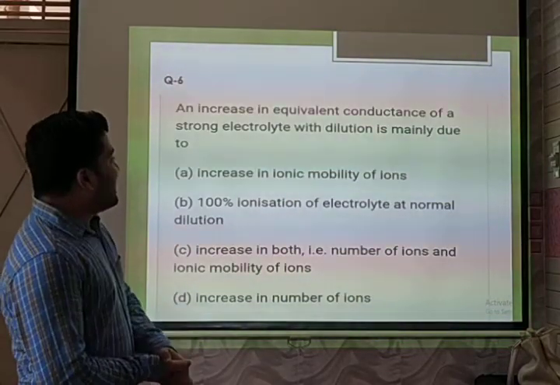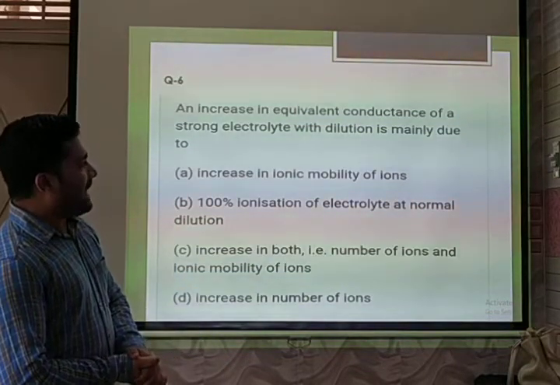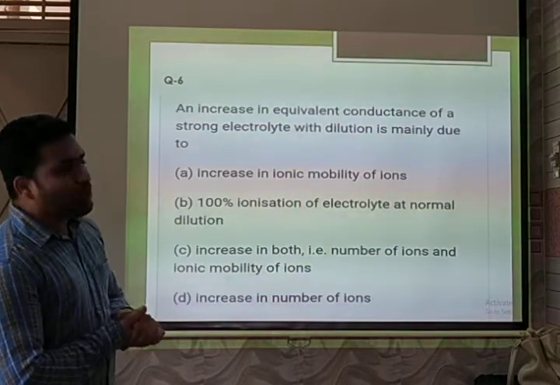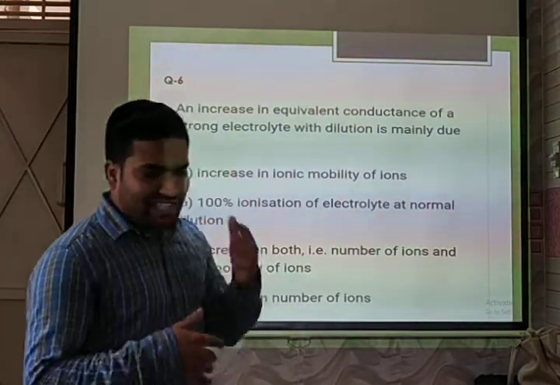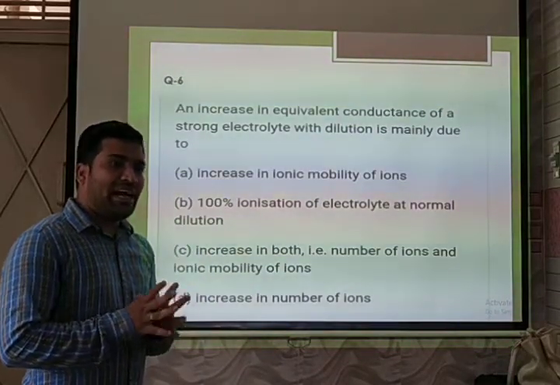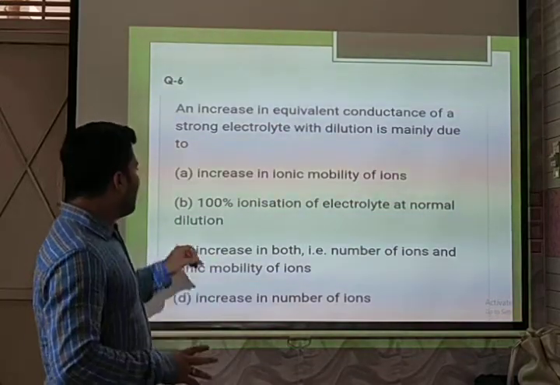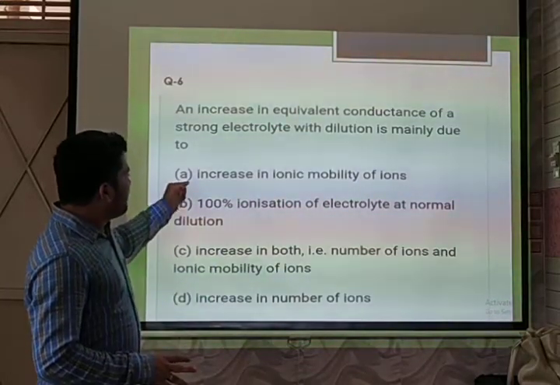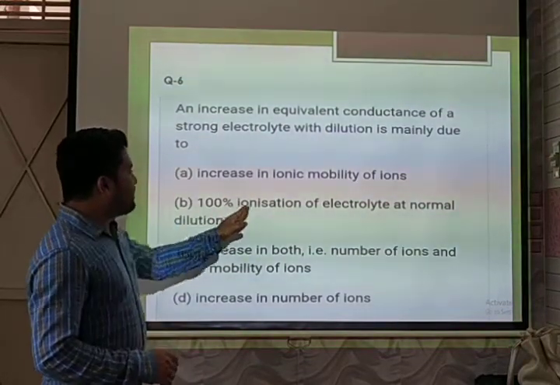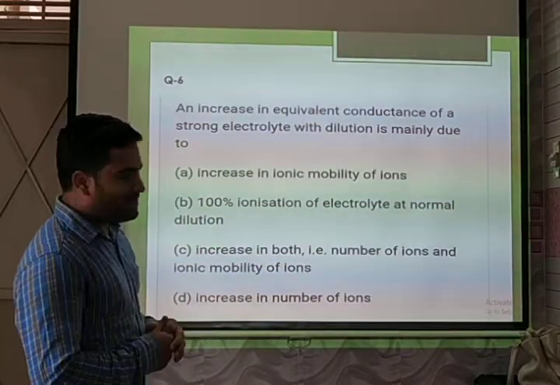So next, an increase in equivalent conductance of a strong electrolyte with dilution is mainly due to... So increase in equivalent conductance means conductance is increasing. If you want to increase the conductance in solutions, you need ions, and that too fast moving ions. Let's see the answers. Here we have answer A, increase in ionic mobility of ions. B, 100% ionization of electrolyte at normal dilution.